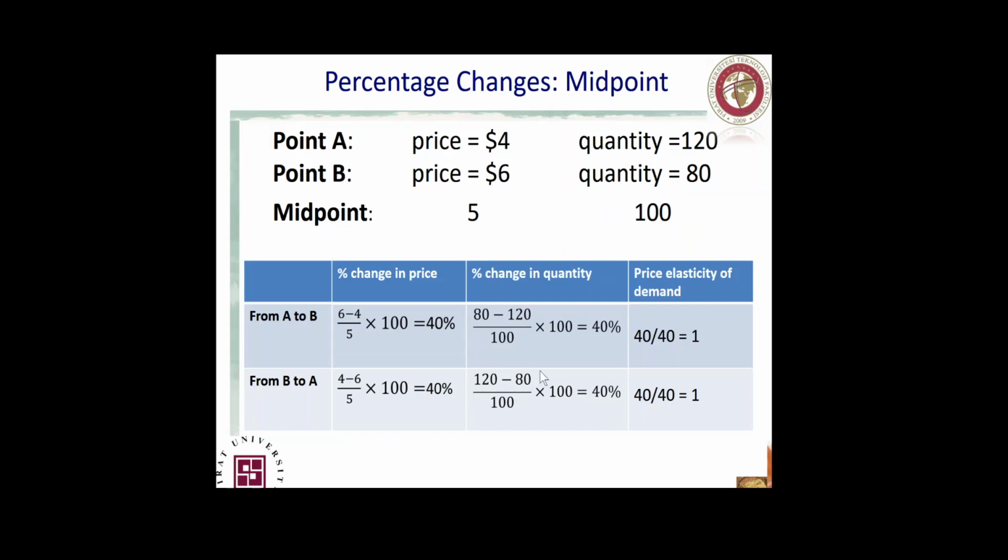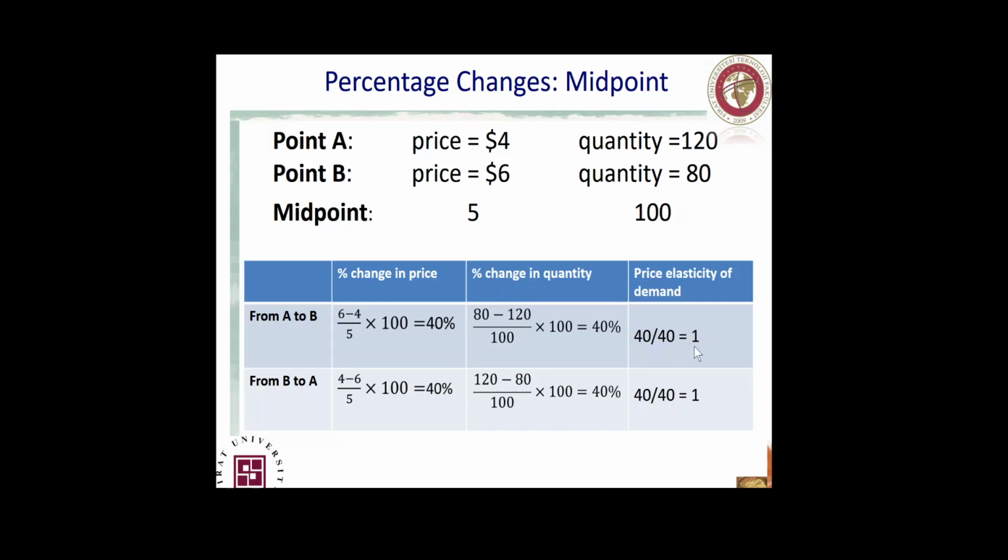Now we apply the same idea. Let's say we move from A to B. So this is the start value, this is the end value. 6 minus 4 over the midpoint. So that is 2 over 5 multiplied by 100, 40%. We do the same here. We are moving from 120 to 80. So 80 minus 120 over 100 multiplied by 100, that's 40%. So if we divide, we will get 40 over 40, or percent doesn't matter here because they will eliminate one another, and that's unity.